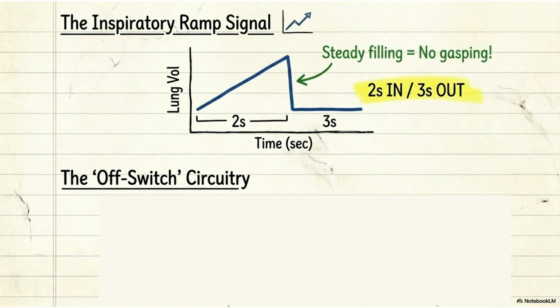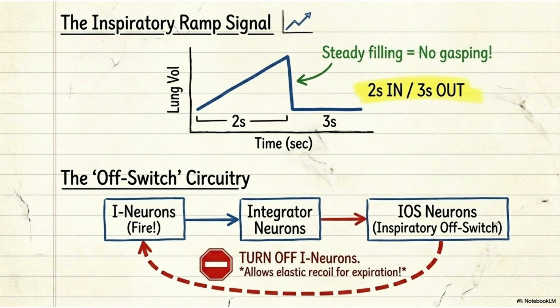Another characteristic is the off switch circuit. This goes like this: inspiratory neurons stimulate integrated neurons, which in turn stimulate the inspiratory off switch neurons. And this inspiratory off switch neuron turns off the I neurons in feedback. This allows the elastic recoil for expiration.